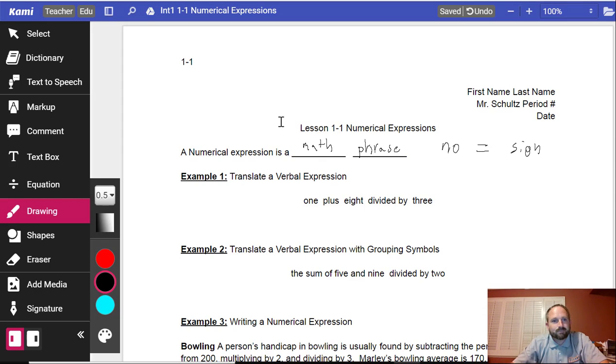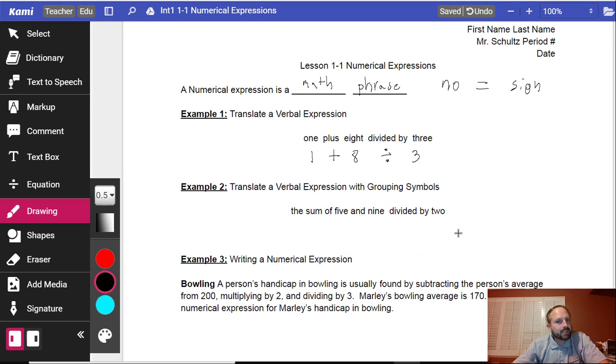So let's continue. Translate a verbal expression. So what does this mean? Well, we just right underneath it, translate it into more of a math sentence or phrase. 1 plus 8 divided by 3. So now we just have numbers and we have operation symbols. And if we have the proper training, we could accomplish it.